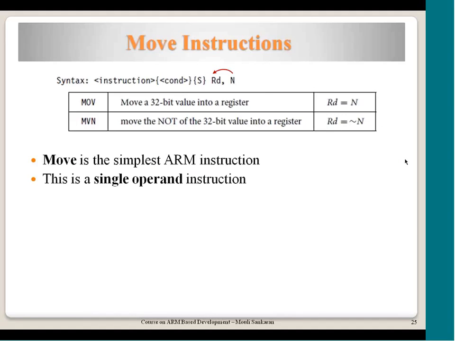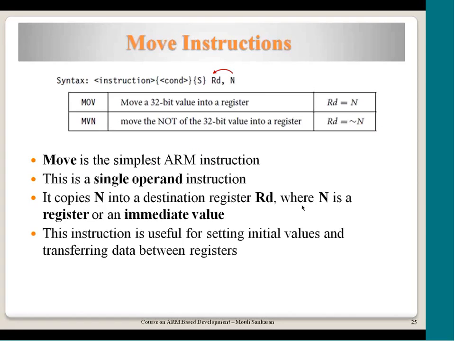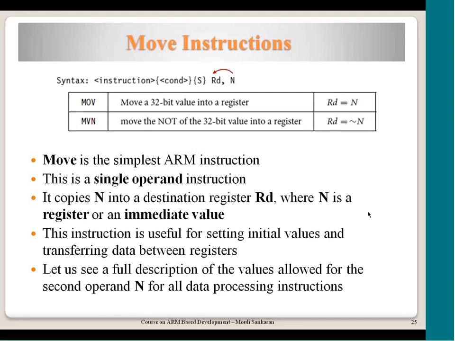Okay. So these two are the simple move instructions, MOV and MVN. One just directly copies the value into the destination. The other one does a toggling of all the bit positions. If it is 0, it makes it 1, or if it is 1 it makes it 0, and then copies them. So this is a single operand instruction as I mentioned to you. The operand could be either a register or an immediate value. It gets copied into the RD.